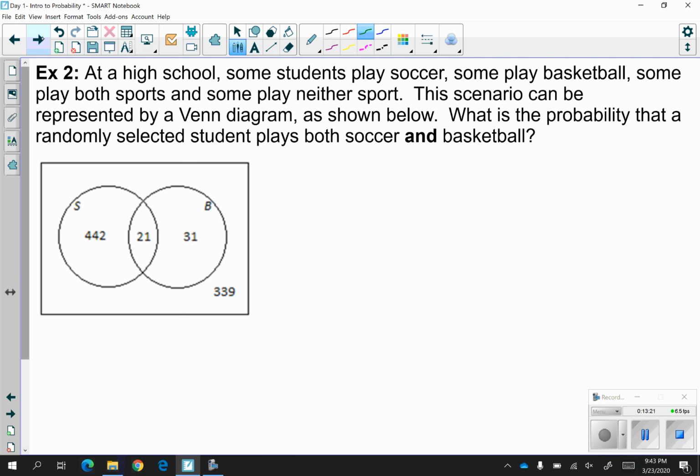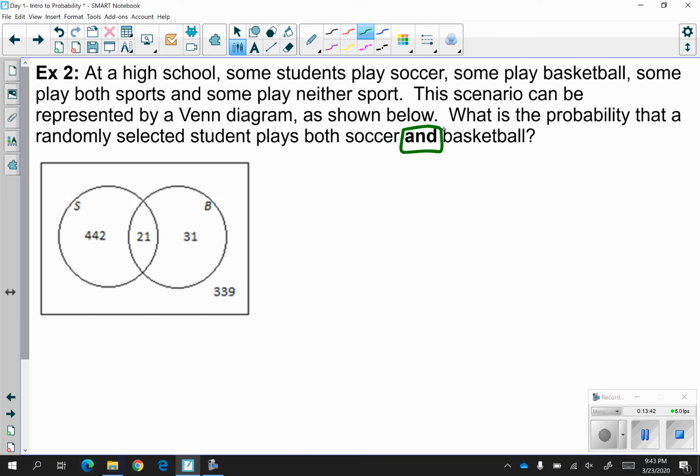Now, trying this example, we have at a high school, some students play soccer, some play basketball, some play both sports, and some play neither sport. This scenario can be represented by a Venn diagram, which they gave you, and they want to know what is the probability that a randomly selected student plays both soccer and basketball.